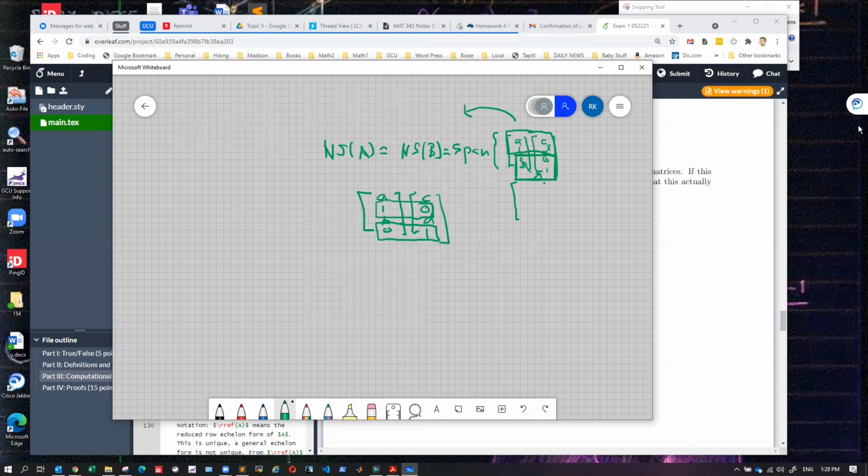And why can you always get it to that form? Well, that's because you can always row reduce, as long as the two vectors are independent, right? You're always going to be able to row reduce your two vectors into an echelon form or an REF form. So this is different from the REF of A, right?